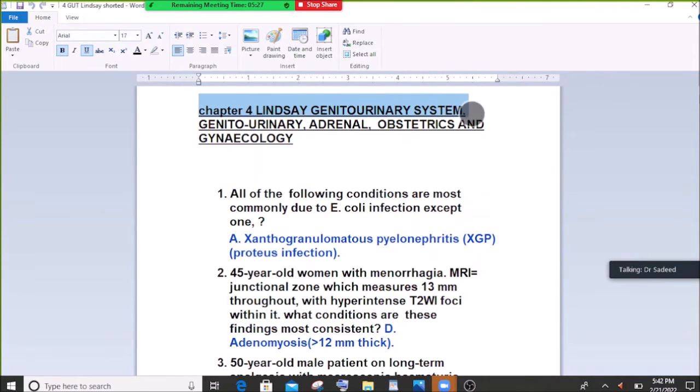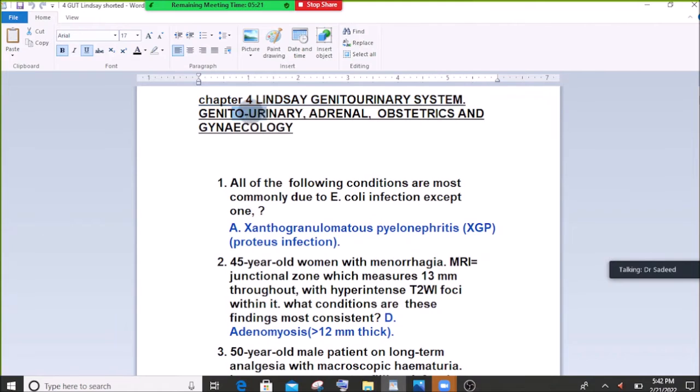Chapter 4, Lindsay, genitourinary tract. Genitourinary, adrenal, obstetrics, and gynecology. Question 1. All of the following conditions are more commonly due to E. coli infection except chronic pyelonephritis. It is due to Proteus infection.